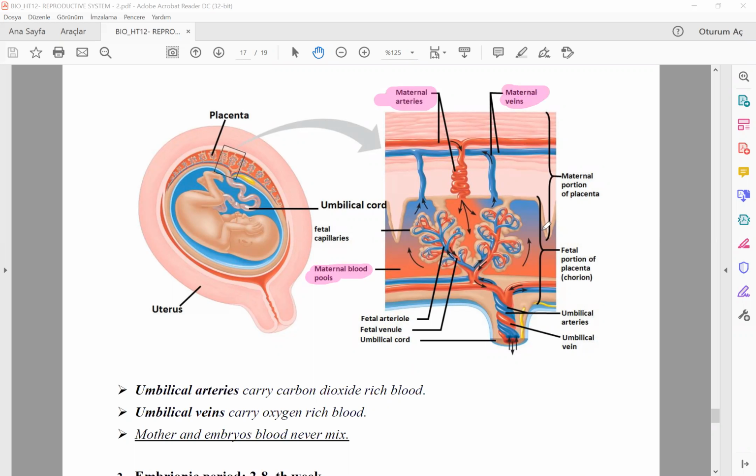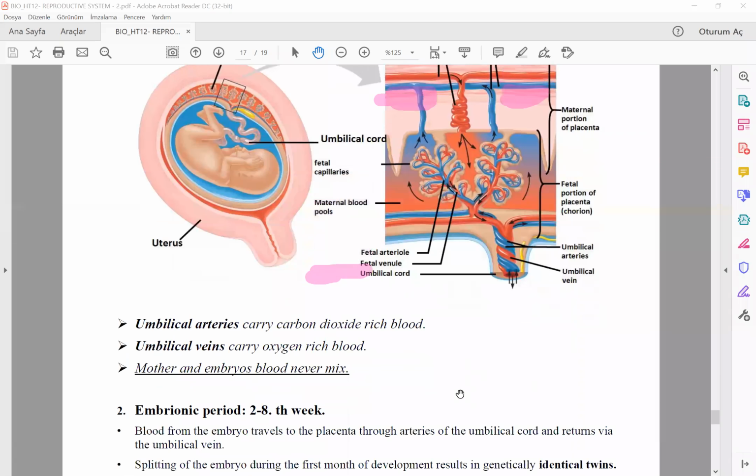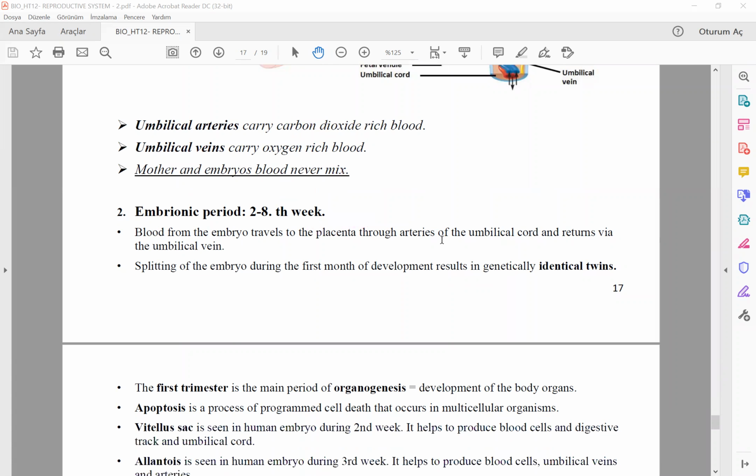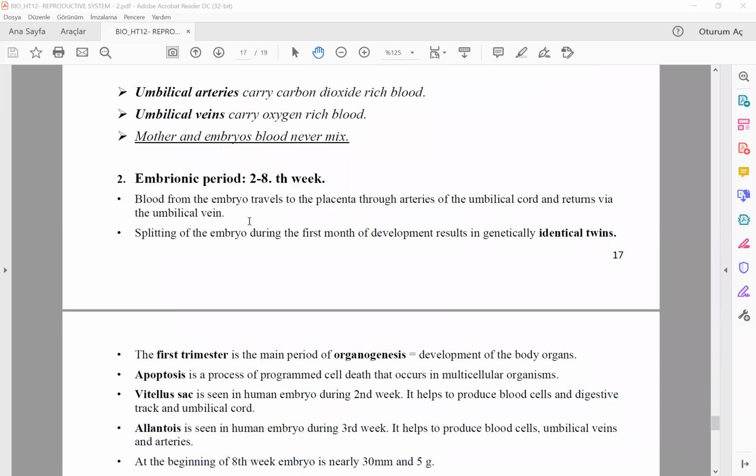This gas exchange, also food and waste exchange, occurs in the maternal pool, and the maternal pool is refreshed frequently by the maternal arteries and maternal veins. Don't forget that umbilical arteries carry carbon dioxide-rich blood, the umbilical vein carries oxygen-rich blood, and the mother's and embryo's blood never mix.